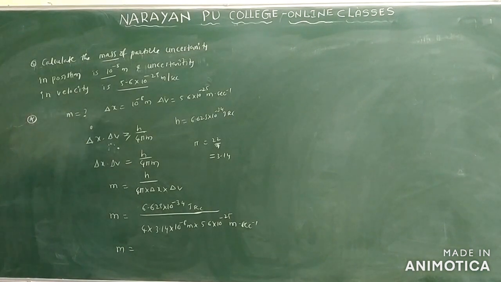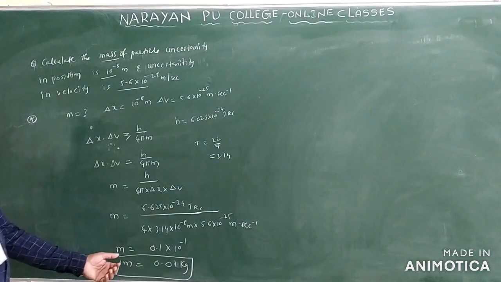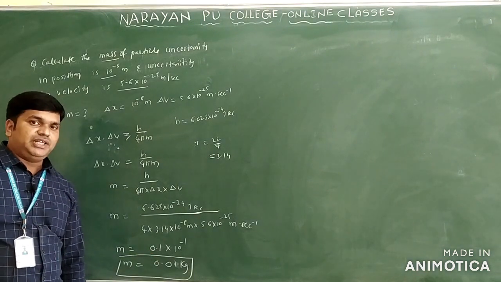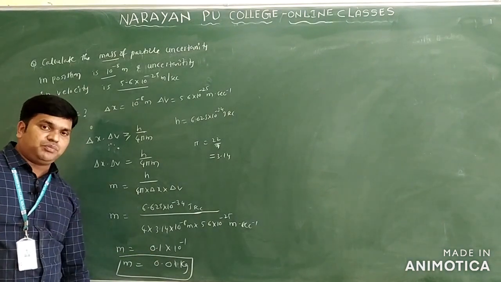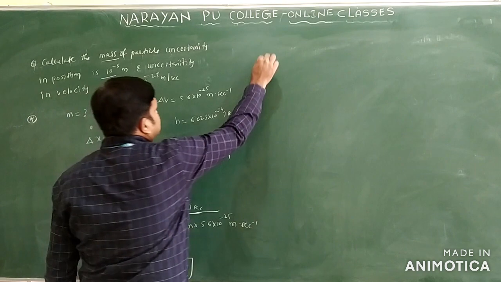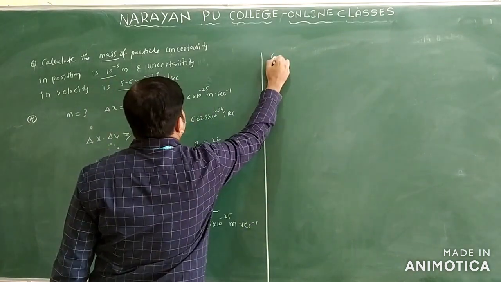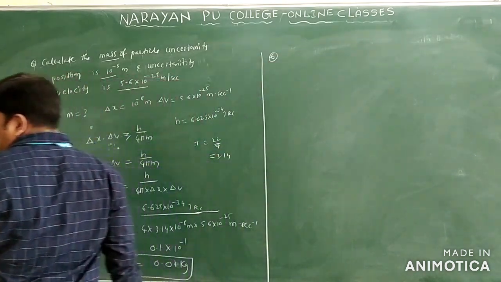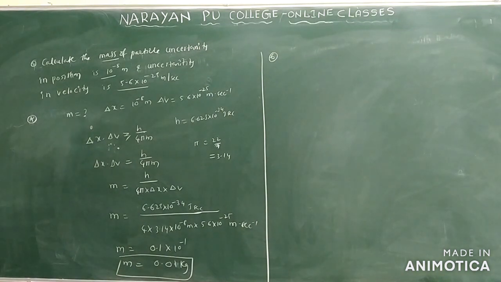6.625 into 10 power minus 34 by 4 into 3.14 into 10 power minus 8 into 5.6 into 10 power minus 25. After calculation you will get m is equal to 0.1 into 10 power minus 1. What is the mass we have? 0.01 kilograms. So this question is based on the Heisenberg uncertainty principle.